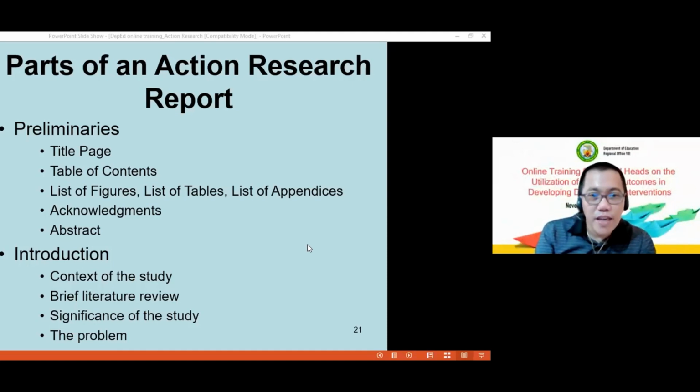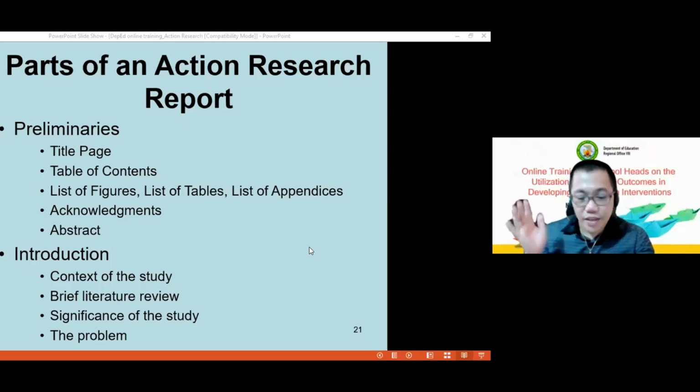So of course, you have the introduction. What is the context of your study, no? Meaning, what is the reality in your school, what is the reality in your classroom. That's the context of your study, no? A brief literature review that should also include the significance of the study. Then, what is the problem?